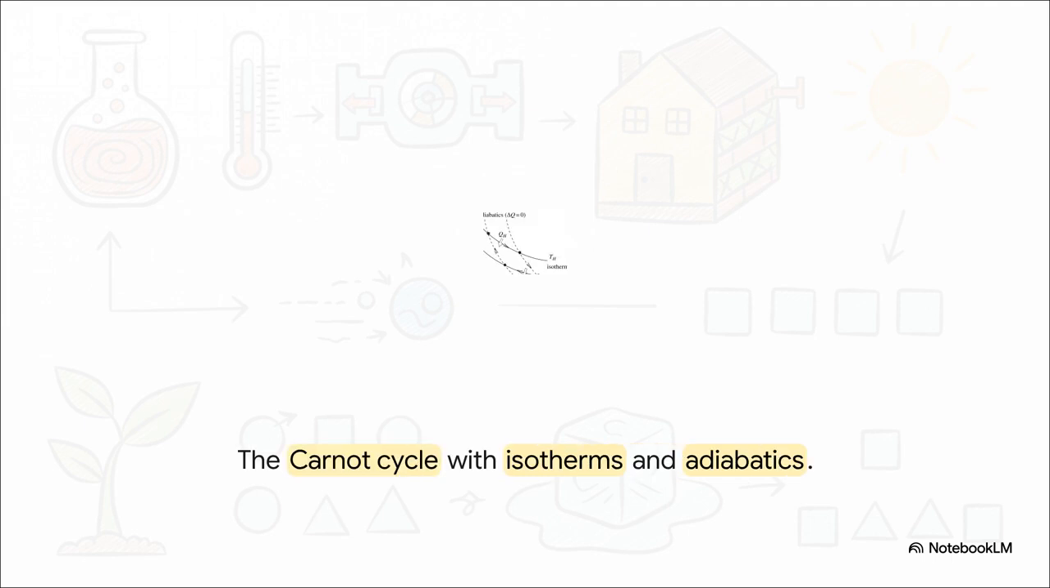To see exactly how this perfect machine operates, we can look at the closed loop of the Carnot cycle for an ideal gas. The solid lines represent isotherms. These are paths where the temperature stays exactly the same while the engine exchanges heat with the source or the sink. Then, those dashed lines are adiabatic paths. That means the gas is expanding or compressing completely insulated from the outside world. Zero heat escapes, zero heat enters. By cycling through these perfect curves, the engine extracts the maximum possible work. It's like a perfectly choreographed dance.